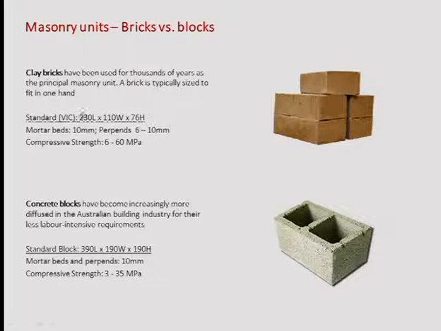This is the one related to Australia, so this means 23 centimeters by 11 by 7.6. And why this type of units? Because they were originally designed according to the imperial units, and then they've been converted to the metric system. That's why there is this odd number, 76 and 120. Generally you have a mortar bed, which is the horizontal line between two bricks, of 10 mil, and perpends, which is the vertical line between bricks, between 6 and 10 mil.